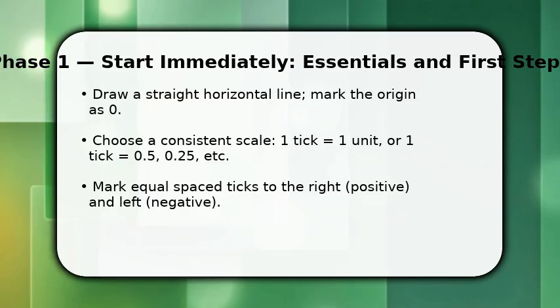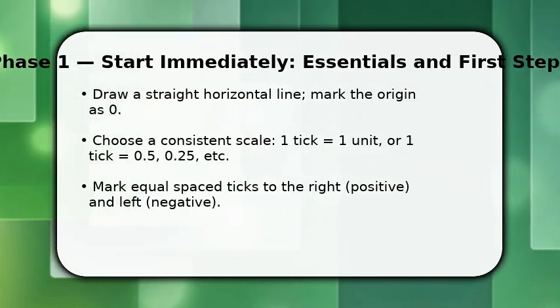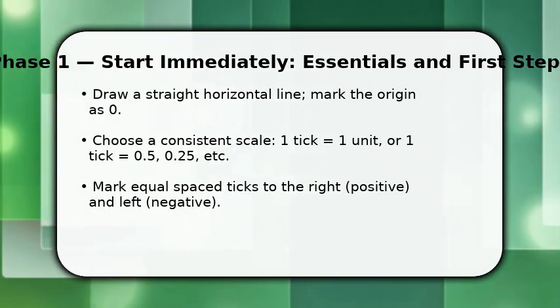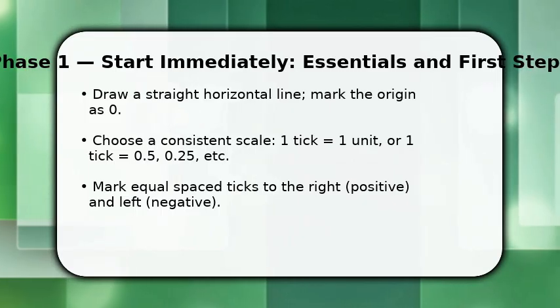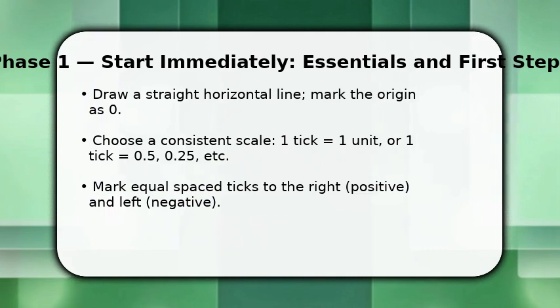Make evenly spaced ticks to the right for positive numbers and to the left for negative numbers. Once done, label a few obvious ticks like 1, 2, -1, -2 to check spacing. Make sure to keep tick spacing equal, so distances represent numeric differences accurately.